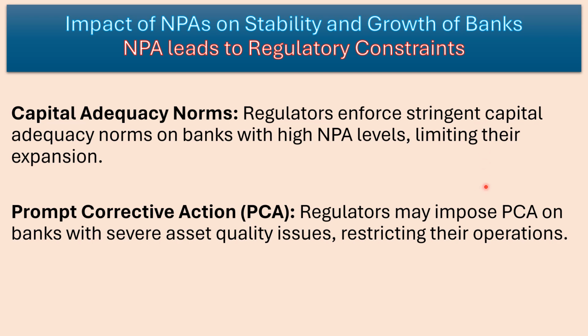Prompt corrective action. Regulators may impose PCA on banks with severe asset quality issues, restricting their operations. A bank faces restrictions on dividend distribution and branch expansion as part of PCA measures. Banks' growth prospects are constrained by regulatory restrictions imposed due to high NPA levels.